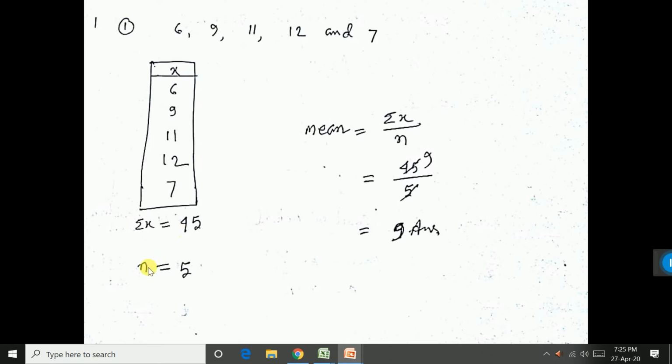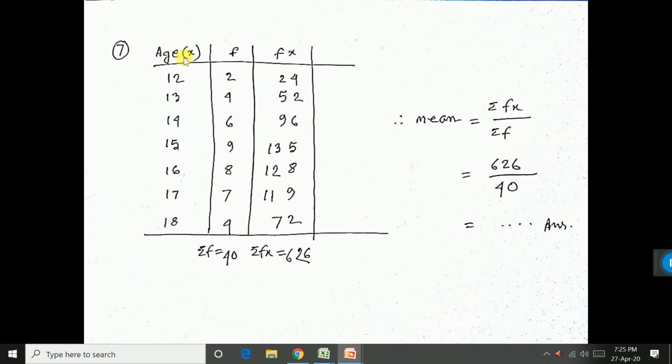And n, that is the number of numbers. How many numbers are there? 1, 2, 3, 4, 5. So n equal to 5. Now mean equal to summation x by n. Summation x value we got 45 here. So put the value. Value of n is 5. So put here 5. 5 9s are 45. It is done.